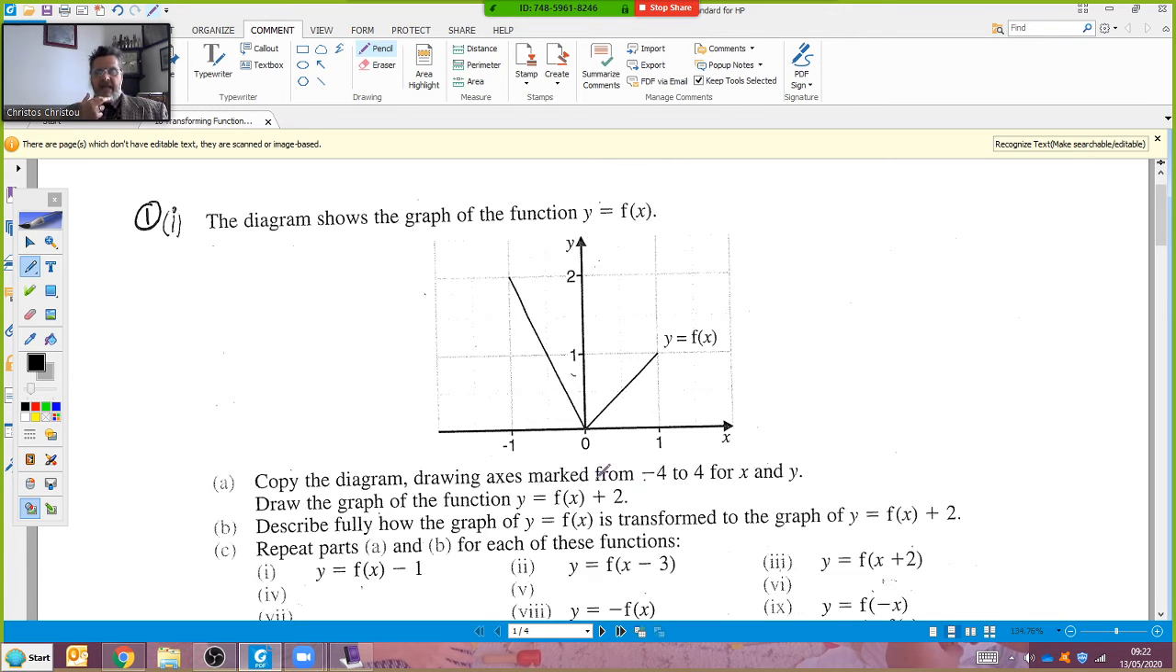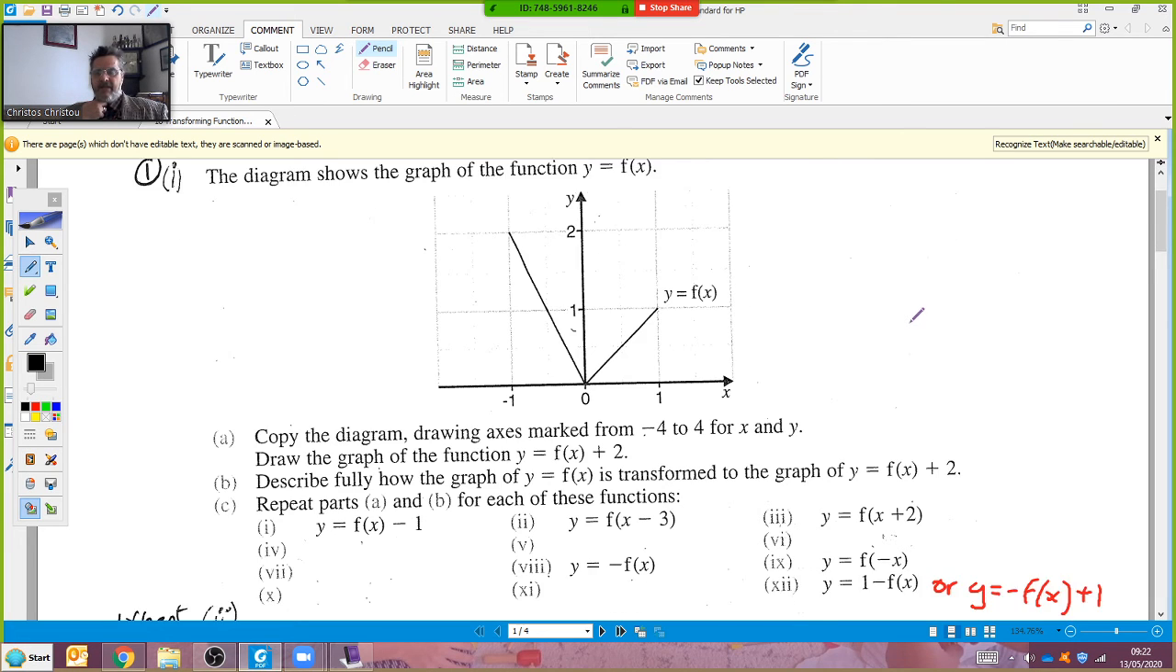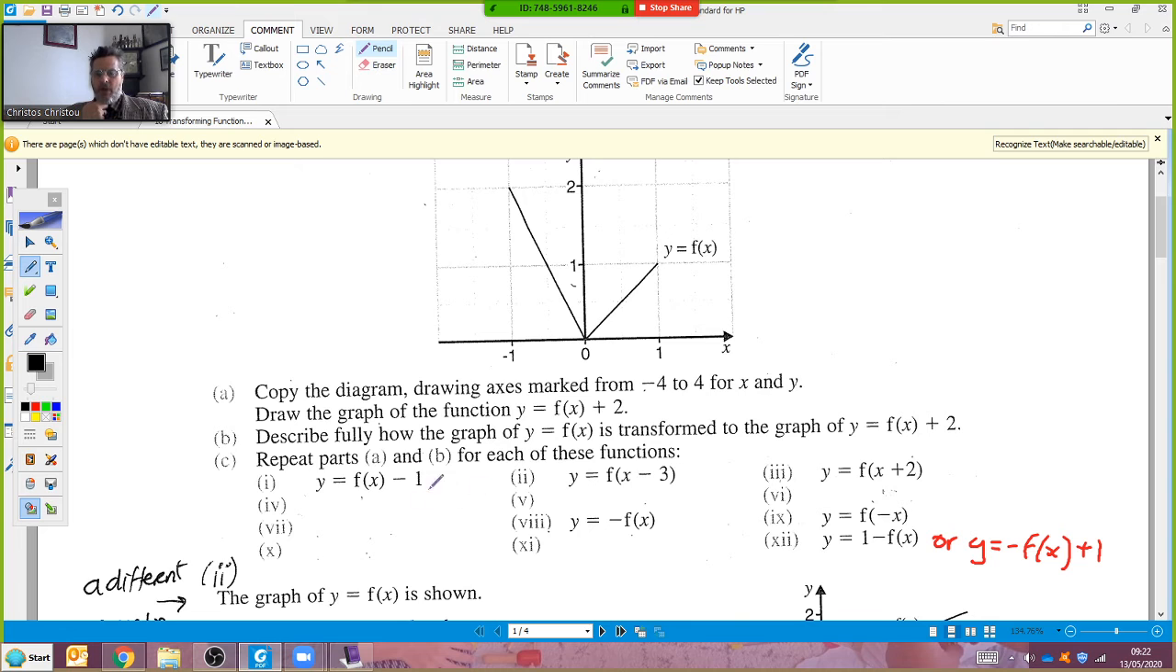It says f of x then plus 2, not f bracket x plus 2. It's function plus 2. It will crawl up this y-axis. How many units? It's just 2 units. So once you've done that, do the other 1, 2, 3, 4, 5, 6.